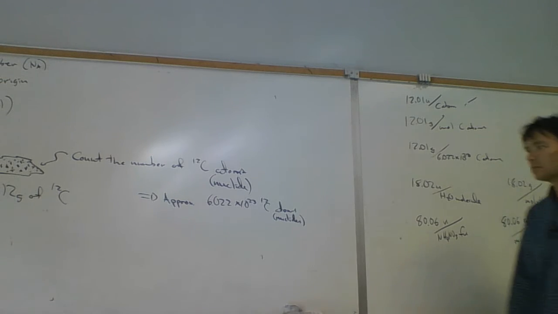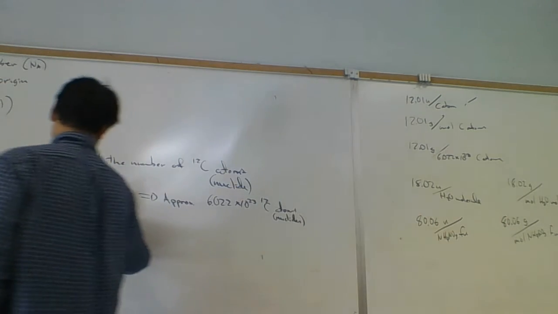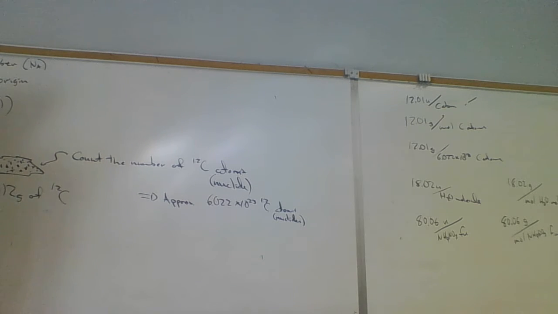And so this is the number relationship that we get when we define this in this way. And so we get a mole, which is an Avogadro's number's worth of units, like a dozen is 12 units.